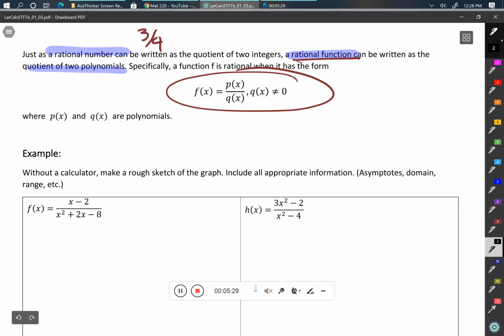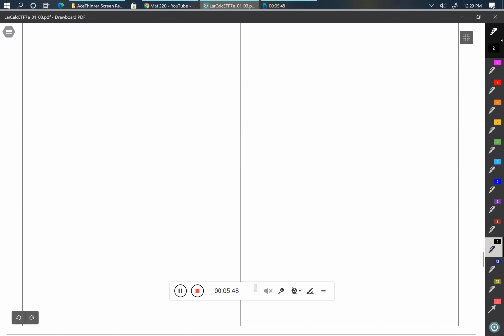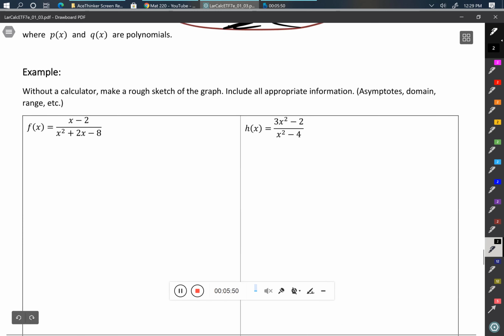Now, just as in rational numbers, the denominator of that quotient cannot be 0, and in rational functions, the denominator can't be 0. And so we would preclude values from the domain of the function f here that would cause q of x to be equal to 0. Right? All right, I think this is the last thing we have to know. No, we have more after this.